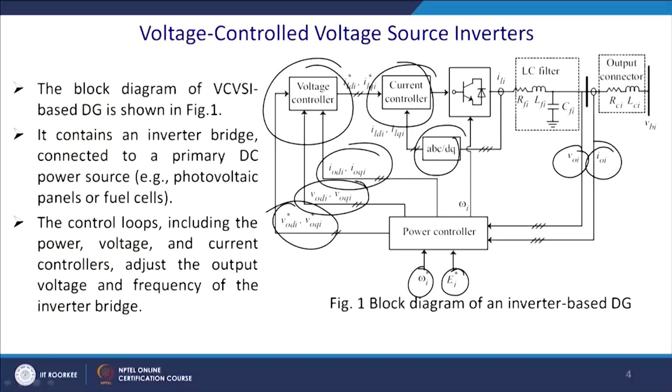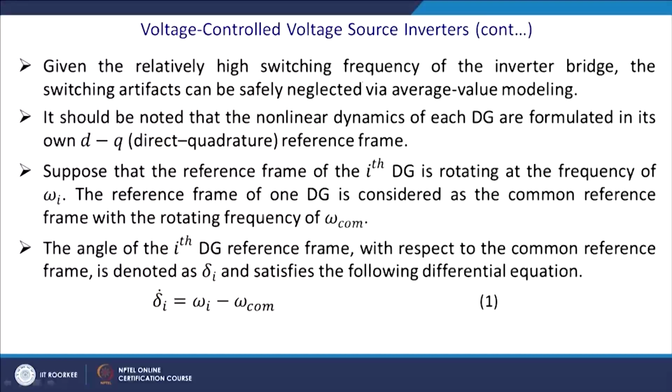The block diagram of this voltage controlled voltage source inverter based DG is shown in figure 1. It contains the inverter bridge connected to the primary DC source. It can be a solar photovoltaic cell or it can be a fuel cell. The control loops, including the power, voltage and current controllers, adjust the output voltage and frequency of the converter. So, you will have a reference frequency and a reference terminal voltage that is required to be maintained. Given the relatively high switching frequency of the inverter bridge, the switching artifacts can safely be neglected by the average model.